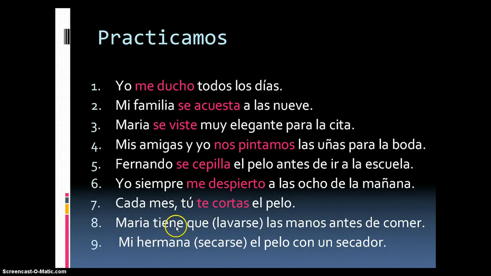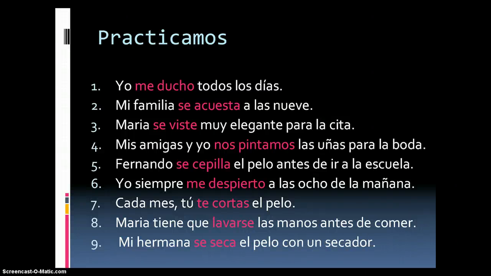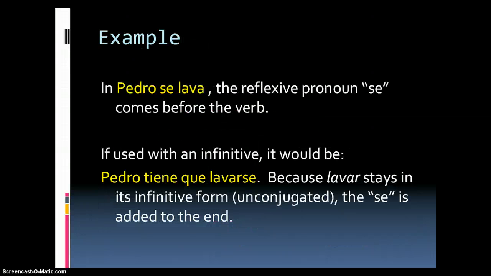María tiene que. Tiene que means what? It means has to. So she has to, and that's a preposition right there. So she has to, and then it's going to stay in the infinitive. So lavar, and then is it going to be me, te, or se, or nos, os, or se? It's going to be se from the left-hand side of the chart because it's just one singular person. So María tiene que lavarse las manos antes de comer. That one didn't change. Mi hermana se seca el pelo con un secador.